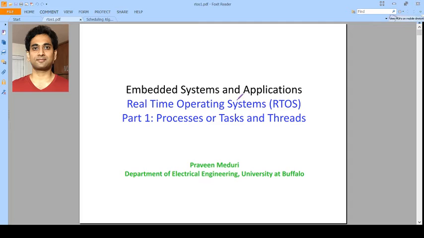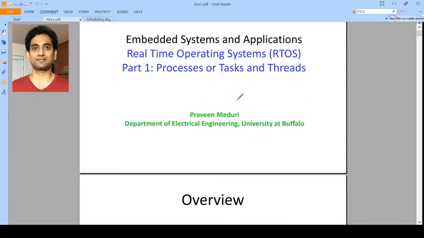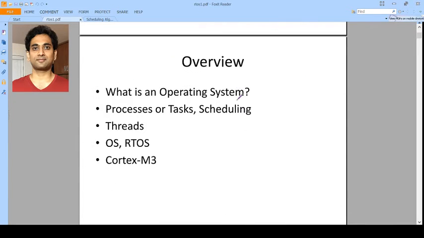What are the functions of an operating system? What is an operating system? And how does an operating system schedule different tasks in a multitasking system? And along the process, we talked about what threads are, and then looked at some examples of real-time operating systems that can be implemented on a Cortex M3 microprocessor.